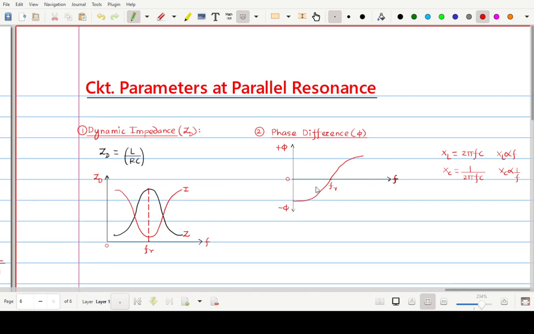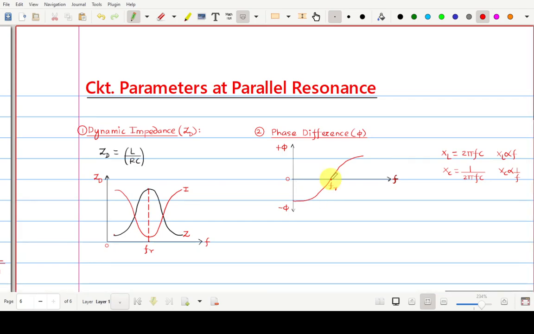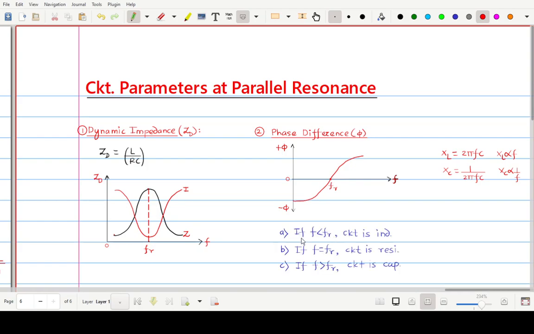Now there are three possibilities over here, so we can divide the graph into three parts. Here you can observe that when your frequency is less than resonance, your circuit is inductive in nature. So what is your phase angle? Your phase angle will be negative. When you reach the resonance condition, your phase angle becomes 0 degrees.